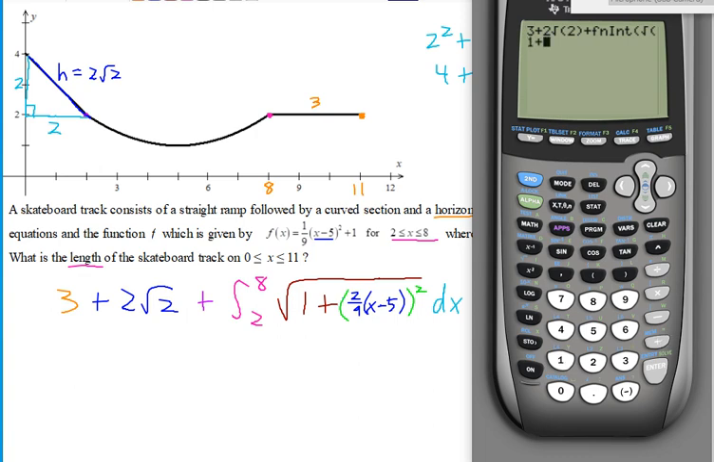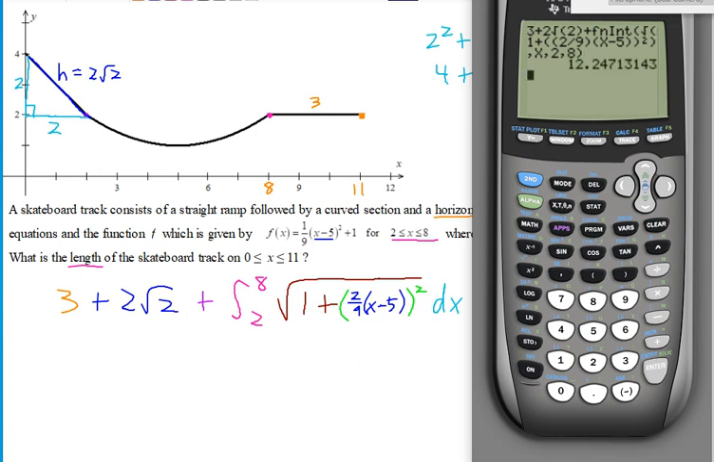And then we need an open parentheses for the green one right here. And then we've got 2/9. So I'll put a parenthesis there, 2 divided by 9, close parentheses on the 2/9. And then another open parentheses for the x minus 5. X minus 5, close parentheses on the x minus 5. Then we need another close parentheses for the green one here so we can square it. And then we need another close parentheses on the square root. And then we can put comma, our variable's x, comma, the lower limit's 2, comma, the upper limit's 8.